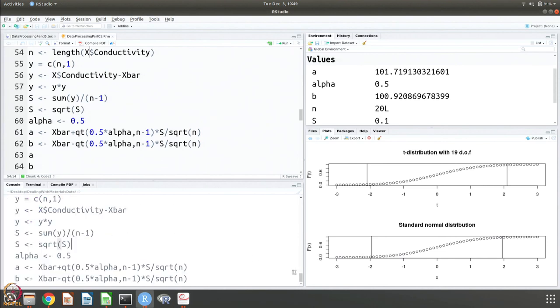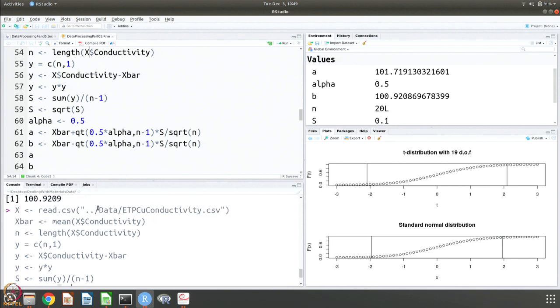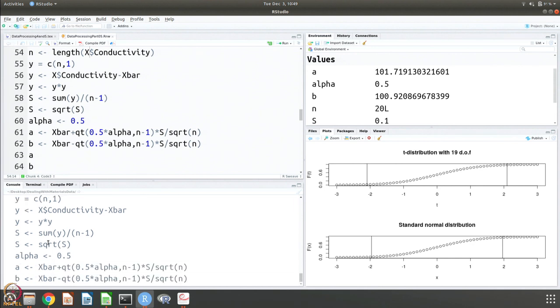You can see what this computation does. We are going to read the data and calculate the average value of the data. We know how many data points there are, and then we are going to calculate the standard deviation from the data itself. So, this is the standard deviation from the data. Once we have the standard deviation, let us say we want to know the range in which the mean will lie if we say that 50% of the time we have to be right.